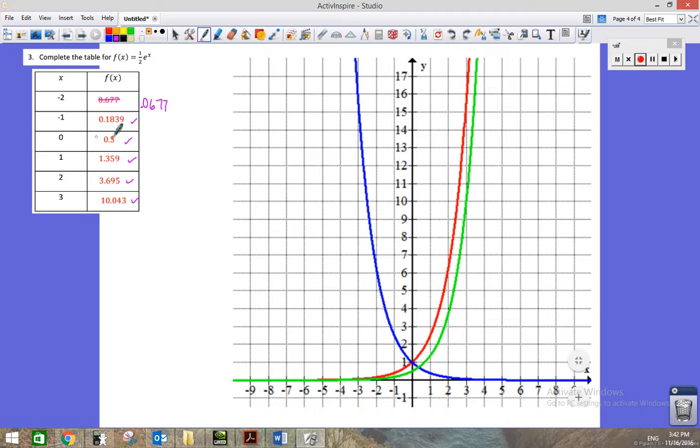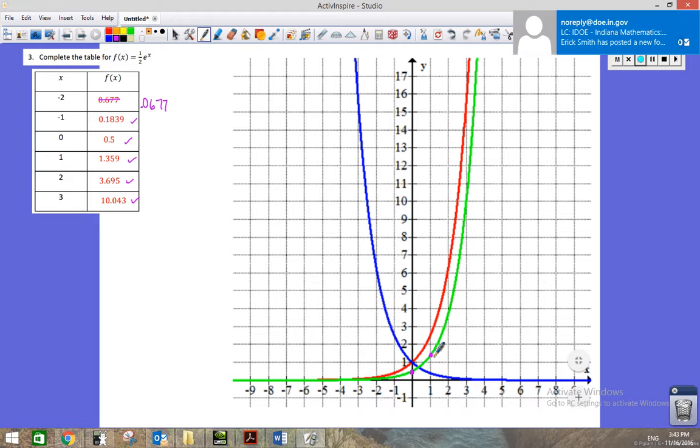But when I get to 0, I know that the red graph had a y-intercept of 1, and this one has a 1/2, and that's getting a lot more clear from the graph. So I'm really beginning to see now that this 1/2 e to the x is this green graph. And if we plot the rest of these points, 1 and about 1.4. Well, I know up here the red one would be bigger than 2. So I'm just eyeballing the 1.4 there.